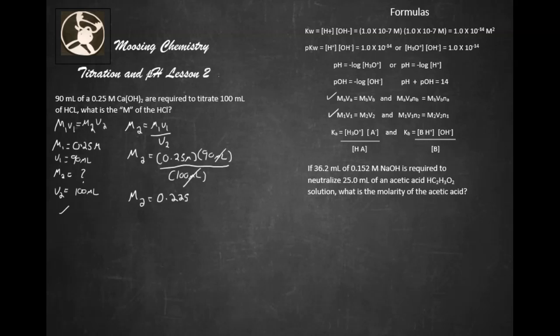However, we have one more thing we have to do with this particular problem. I want you to notice that this is Ca(OH)2. See that 2 right there? That means I have to take my 0.225 and multiply it by 2. That's right. So my molarity is actually going to be 0.45. And that makes sense.